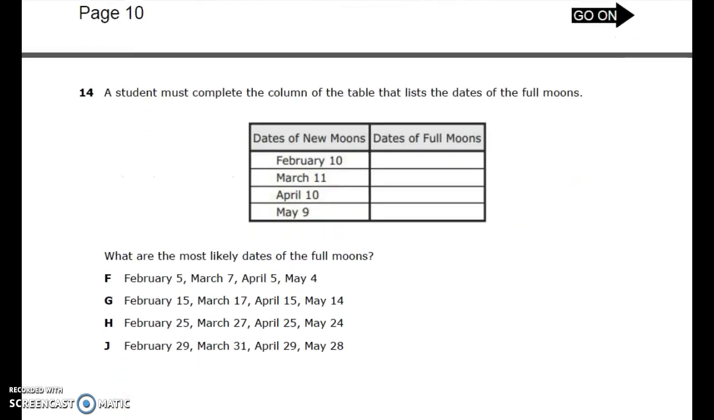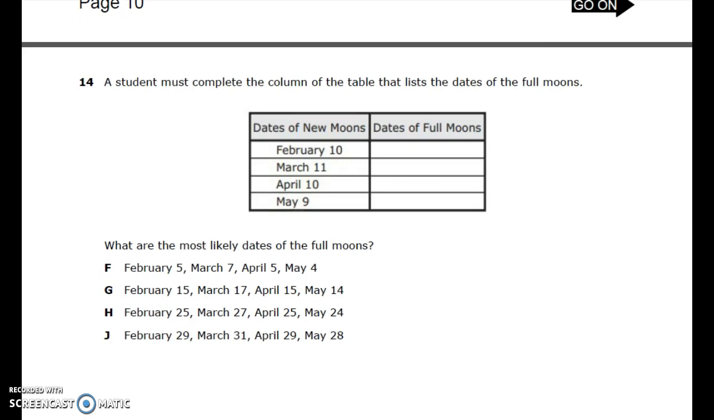Number 14. A student must complete the column of the table that lists the dates of the full moons. What are the most likely dates of the full moons? F. February 5th, March 7th, April 5th, May 4th. G. February 15th, March 17th, April 15th, May 14th. H. February 25th, March 27th, April 25th, May 24th. J. February 29th, March 31st, April 29th, May 28th.